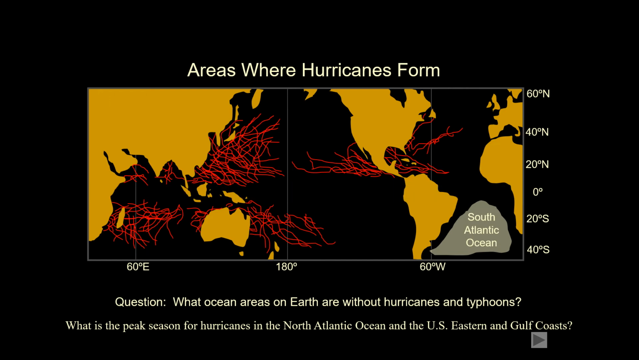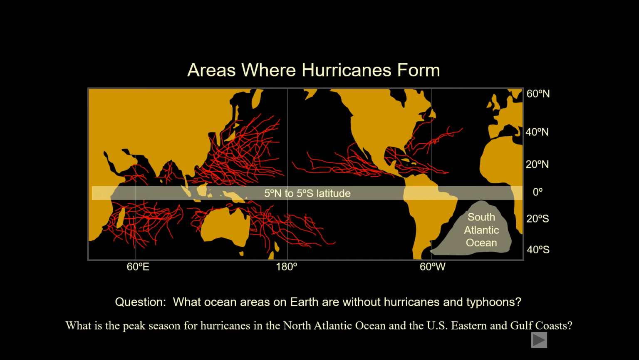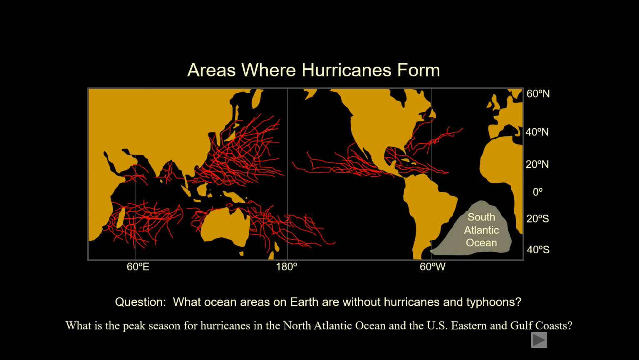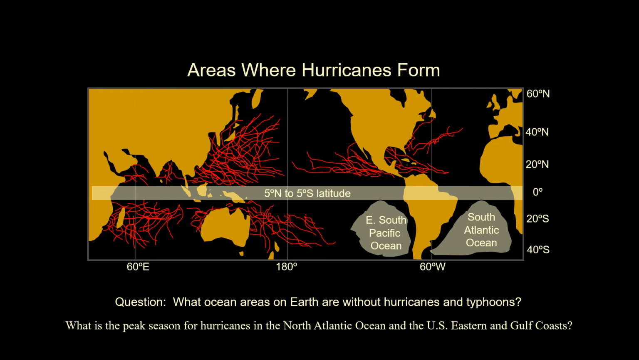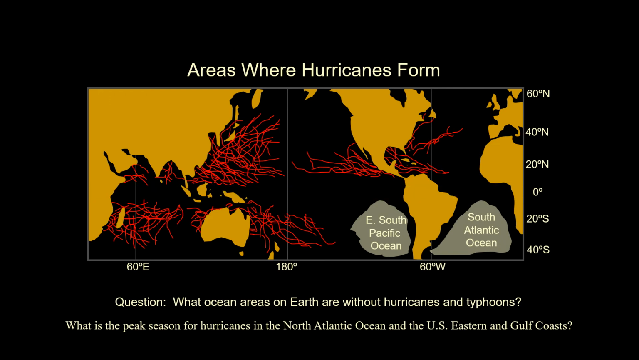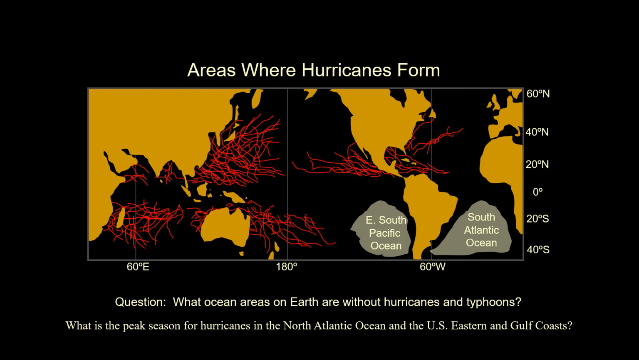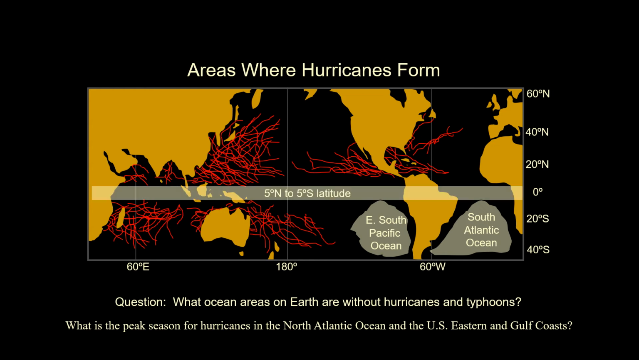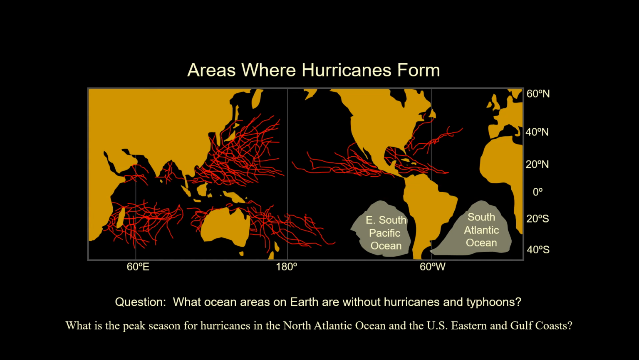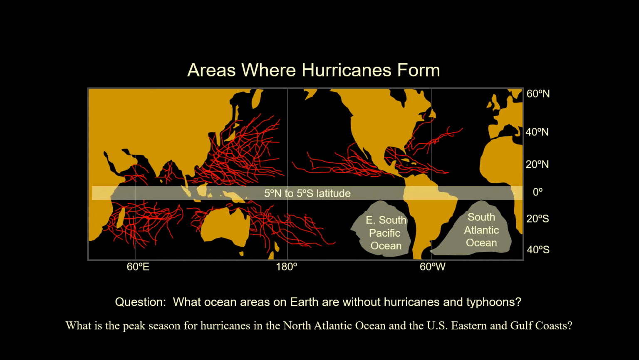But a hurricane has fundamental prerequisites for forming. First of all, the region has to be over 0 to 8 degrees north or 0 to 8 degrees south, and over that, we need warm ocean water, a deep pool of warm ocean water. Those are all prerequisites for forming a hurricane.